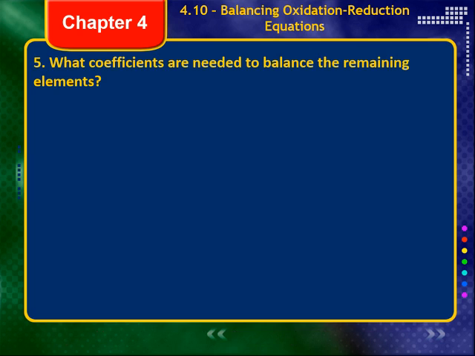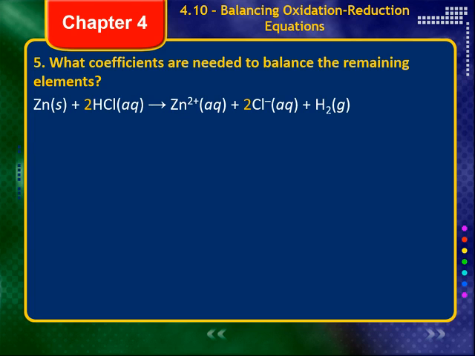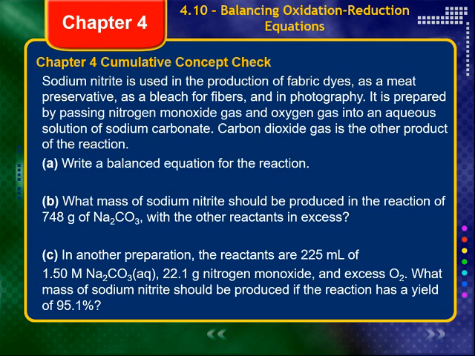Number 5, what coefficients are needed to balance the remaining elements? Right? I just put a 2 in front of the hydrochloric acid in order to balance the number of electrons. But now I need to balance the number of atoms, right? And that's going to require me to put a 2 in front of the chloride. With that, we finished chapter 4.